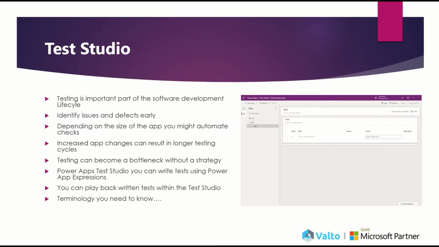In Test Studio, you can create and write tests using PowerApps expressions, or use a recorder to save app interactions automatically generated, and then that converts them into expressions. You can play written tests back with the Test Studio to validate app functionality, and also run those tests in a web browser and build the automated tests into your app deployment process.